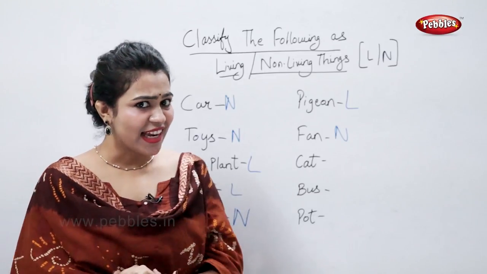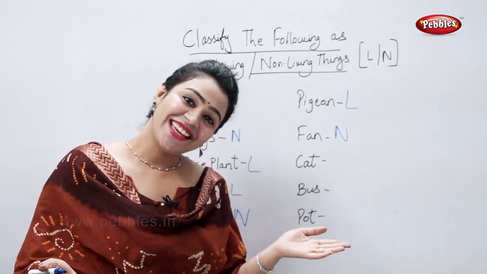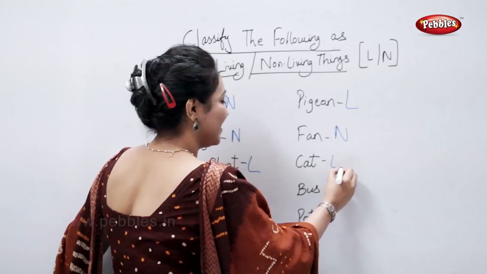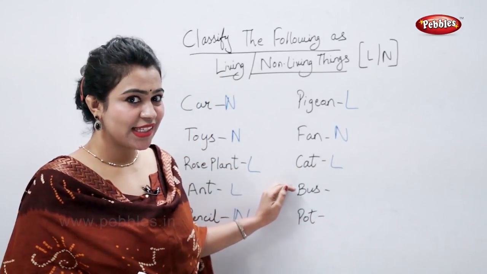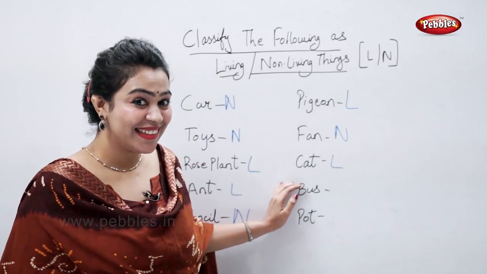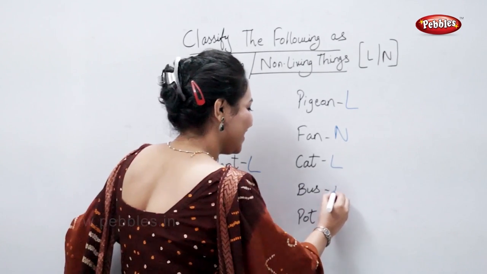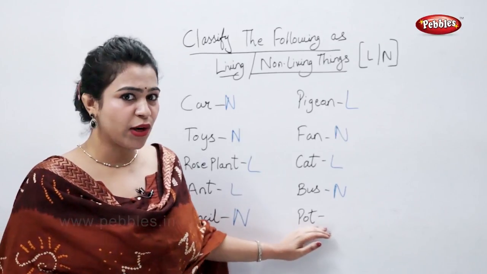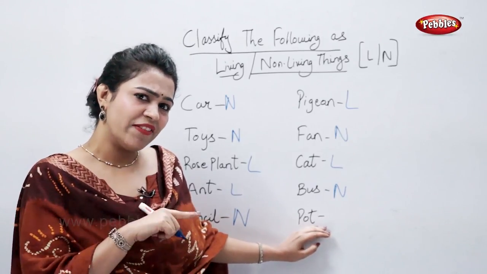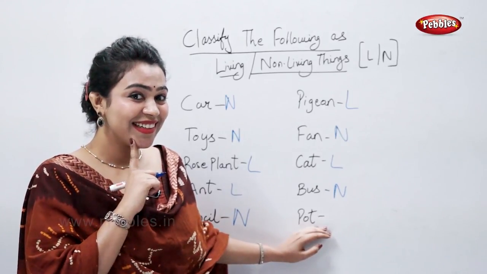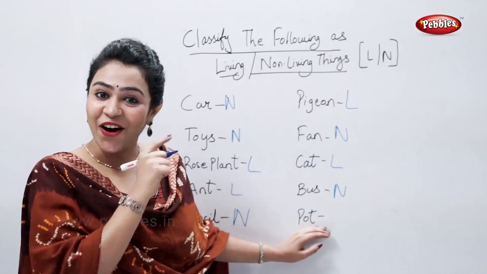Cat. Cat is a living thing. Bus. Bus is a non-living thing. And pot. Pot is a living thing or a non-living thing? It's a non-living thing.